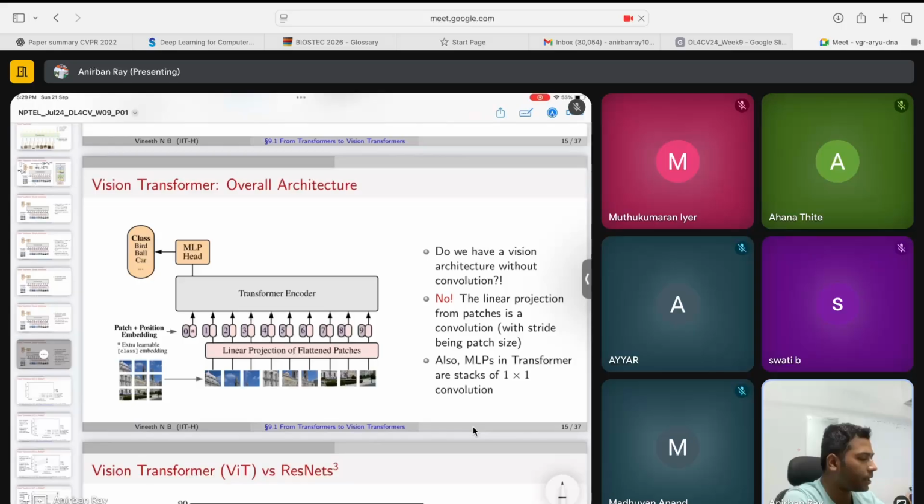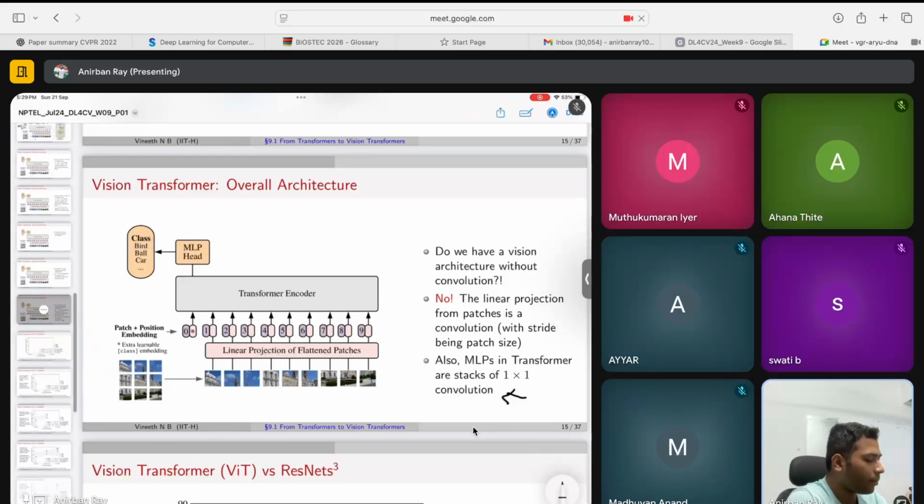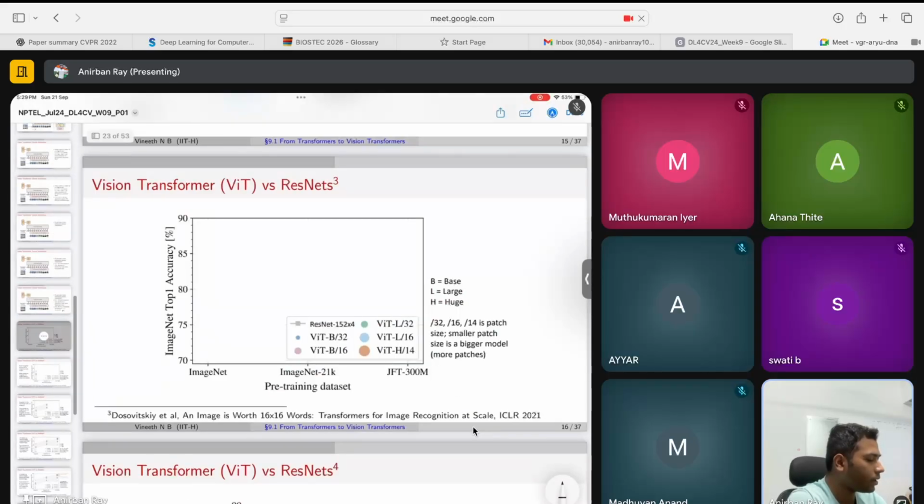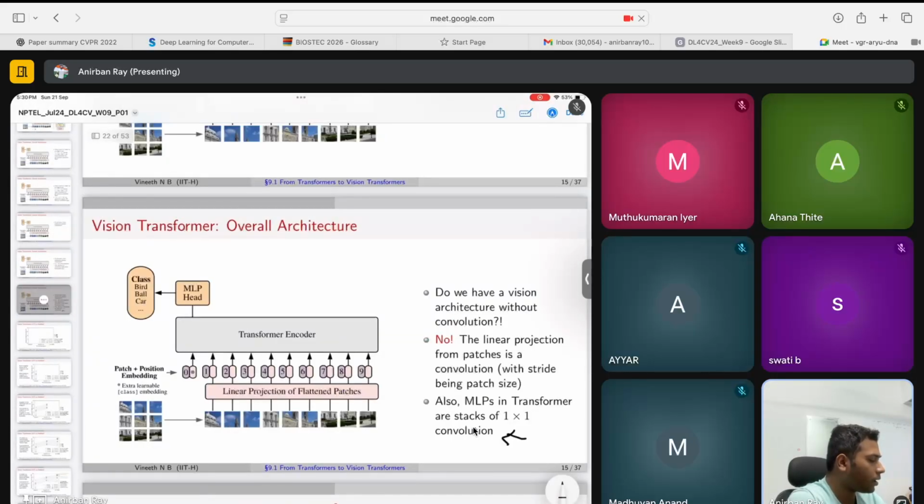So the MLP, they have said, is a stack of 1 cross 1 convolution. I had shown the original MLP, how it is, but what you have here is a 1 cross 1 convolution. And 1 cross 1 convolution is as good as a linear projection, right? So that is what it is.